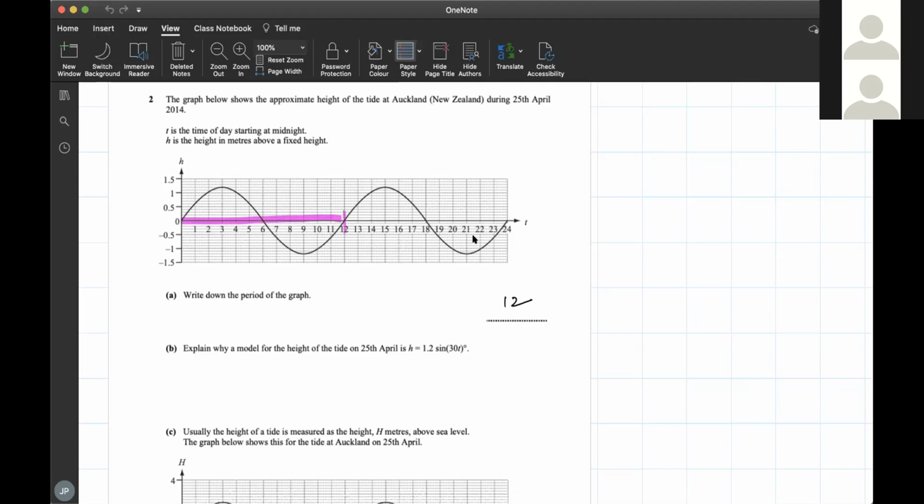If you are specific about the units, it's 12 hours. Each one is measured in terms of hours. Yeah, thank you, Ruhan. 12 hours.